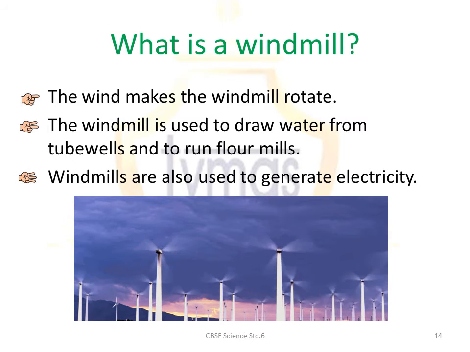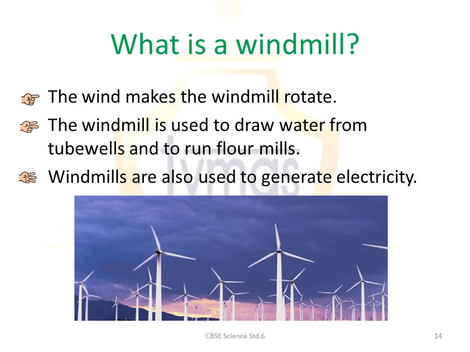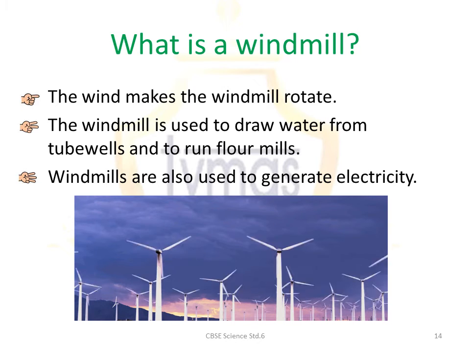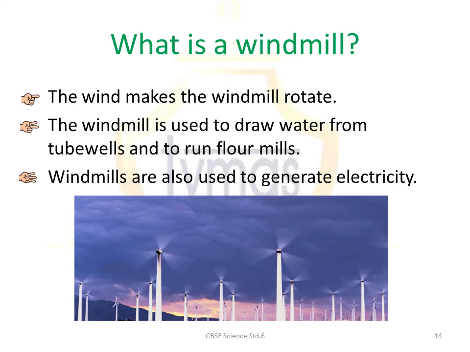A windmill is a simple contraption like a fan. It has around 3 to 4 blades that rotate with the wind. When the wind makes the blades rotate, the turbines inside the windmill rotate and generate electricity, or they are used to draw water from tube wells or to run floor mills.